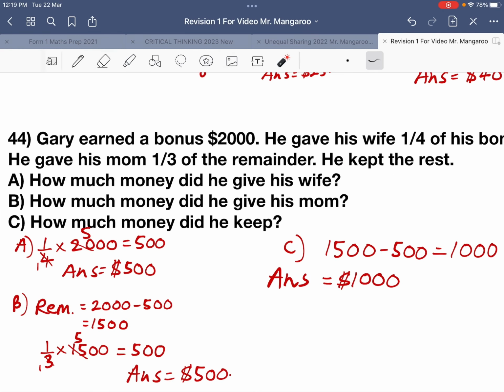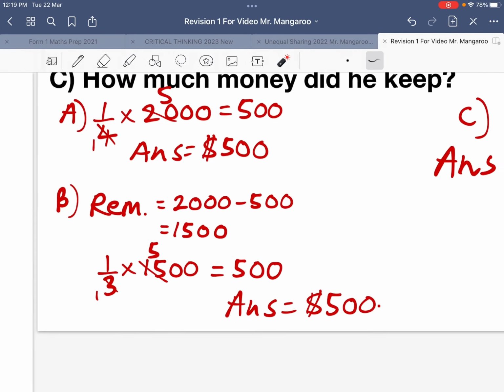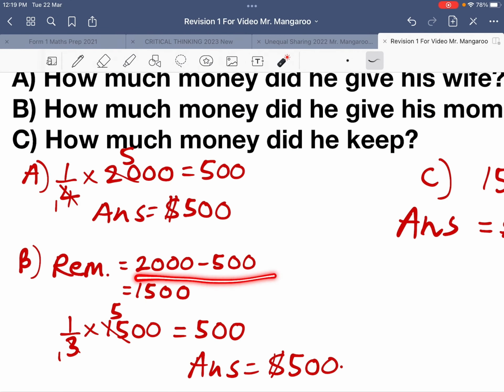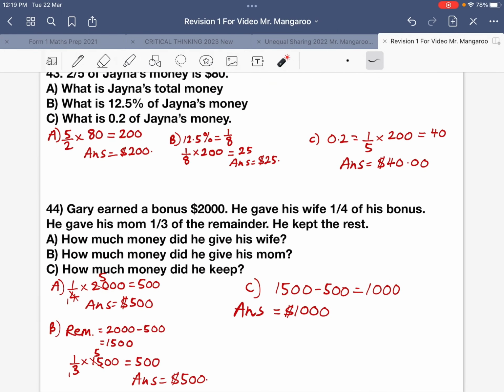And then they said he gave his mom a third of the remainder. So we need to find the remainder first. 2,000 minus 500 is 1,500. A third of 1,500 is 500. And then lastly, he kept the rest. So he gave away 5 and 5. So that's 1,000. 2,000 take away 1,000 is 1,000.